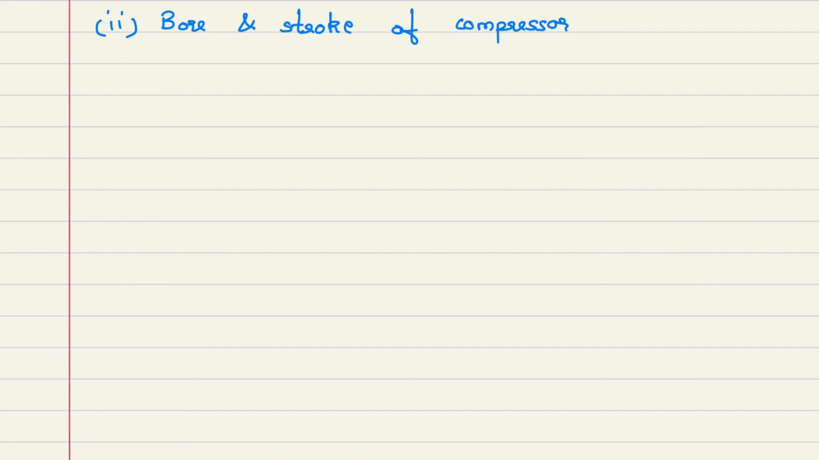Now what is this equation? V dot 1. Why 1? Because we have to see the inlet of the compressor. V dot 1 is equal to C into pi by 4 into d square L into n dash by 60 into volumetric efficiency.